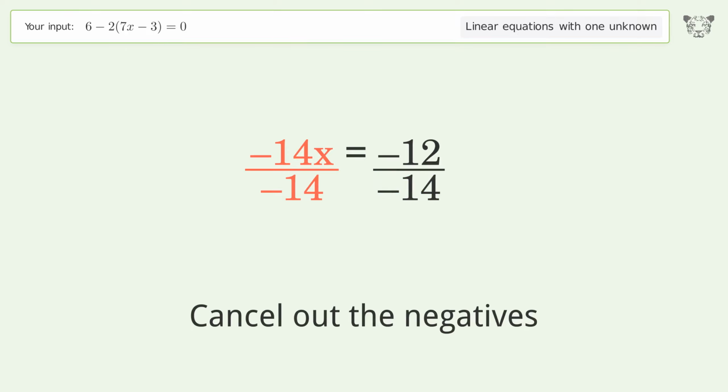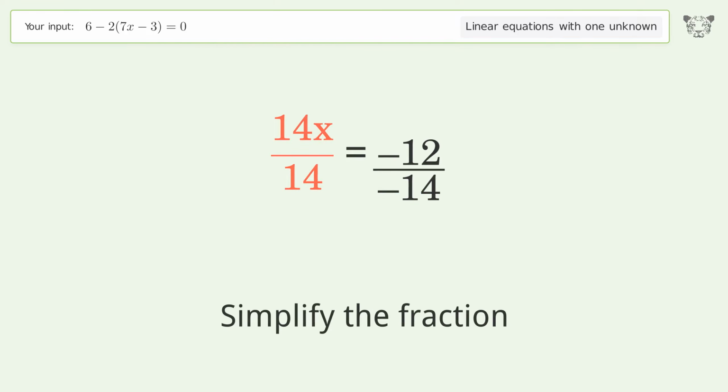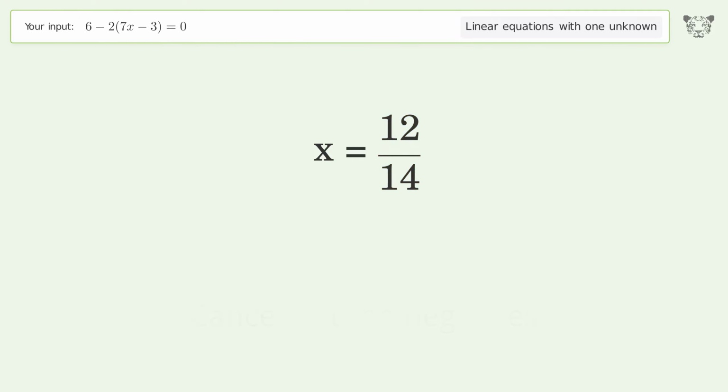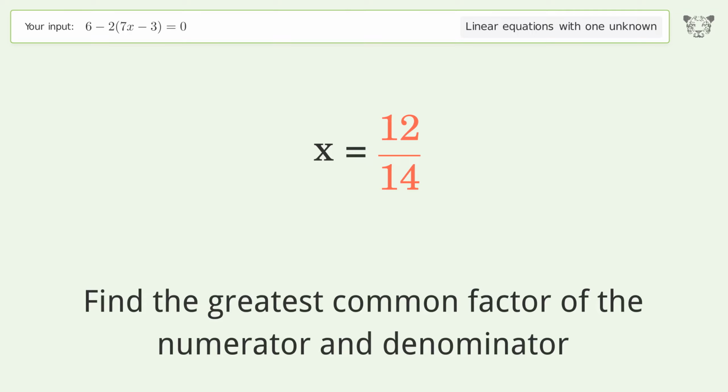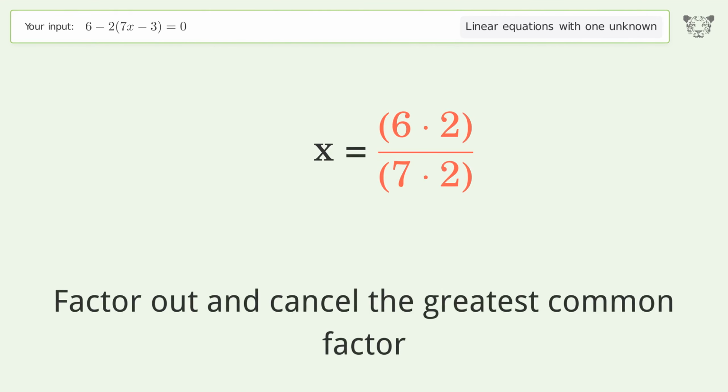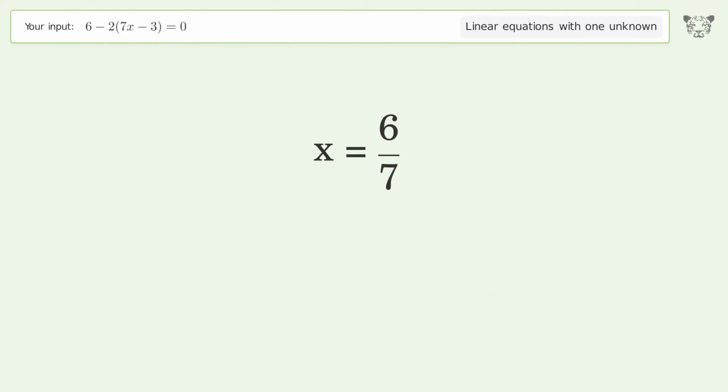Cancel out the negatives. Simplify the fraction. Cancel out the negatives. Find the greatest common factor of the numerator and denominator. Factor out and cancel the greatest common factor. And so the final result is x equals 6/7.